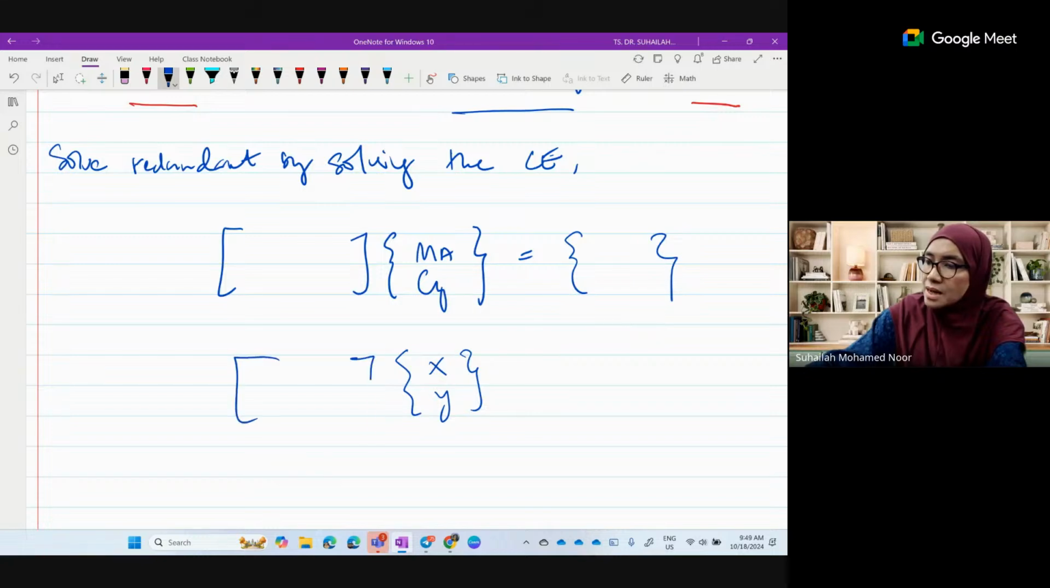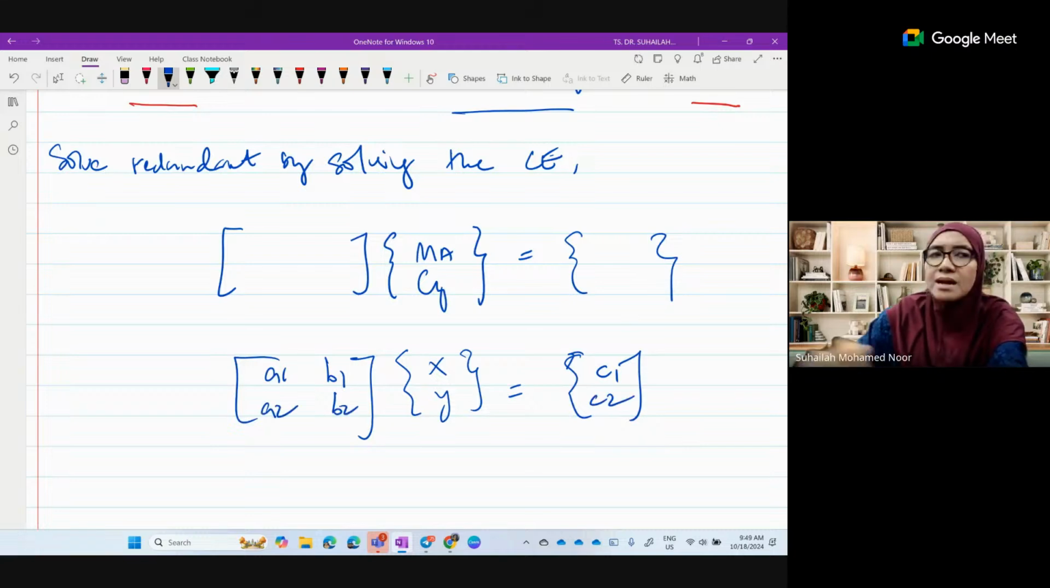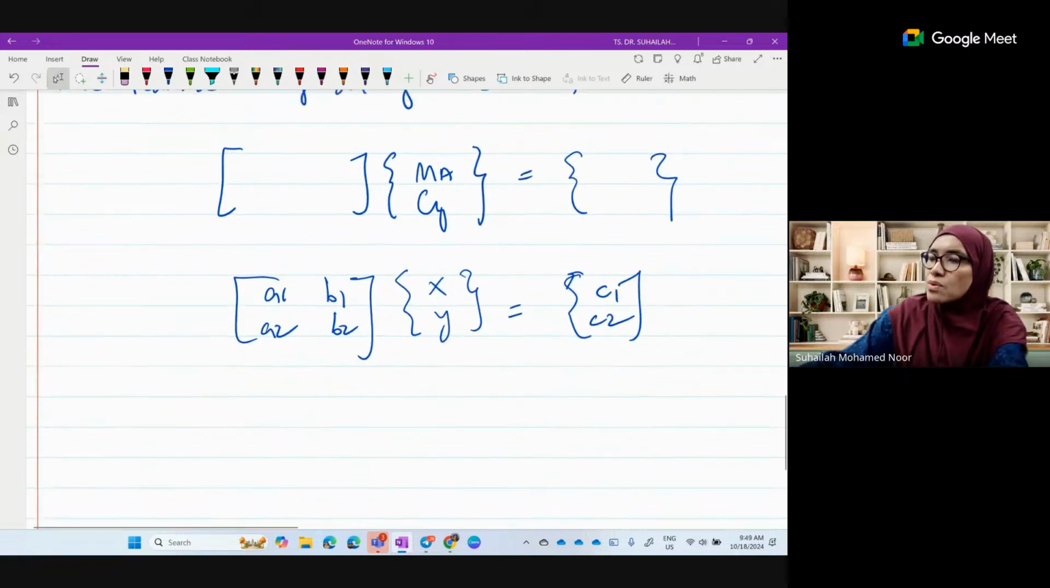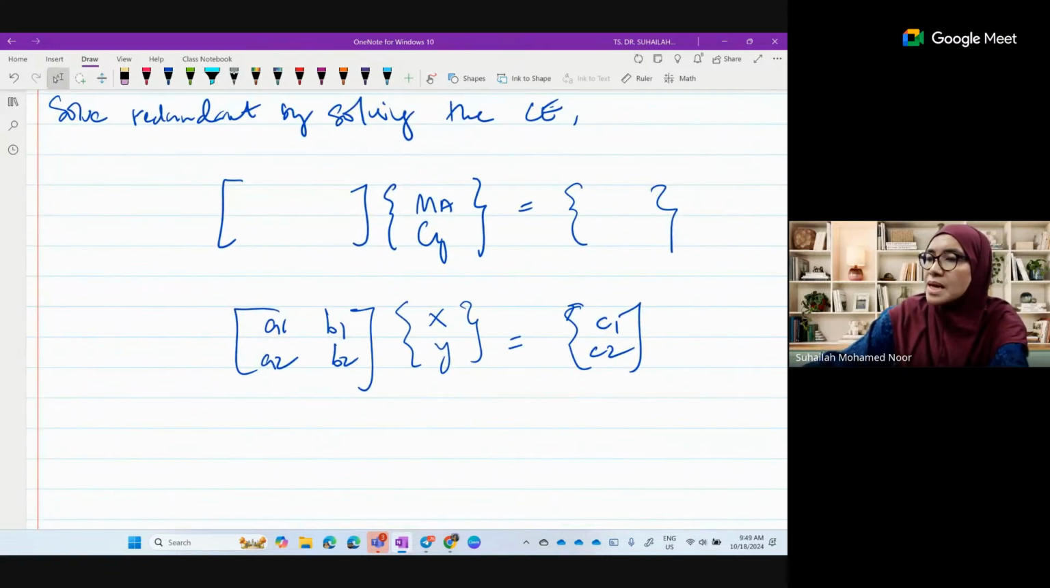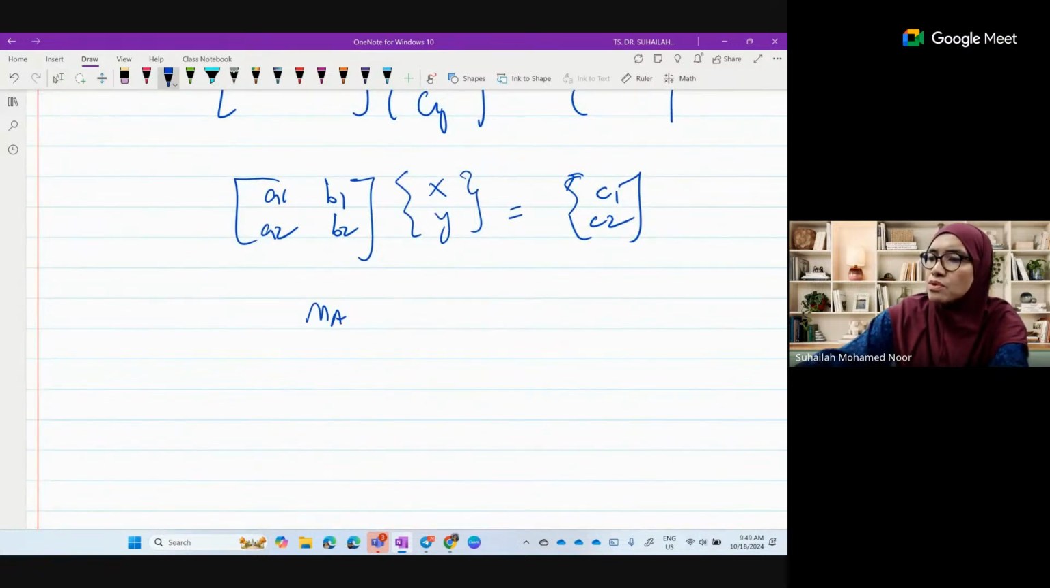Sama dengan dalam kalkulator. Sini apa? A1, B1, C1. A2, B2, C2. So key in lah. So kita akan dapat X and Y. Okay, X and Y. So that X and Y is actually the redundant. Okay, this is just mathematical punya solution, right? Okay, so once dah dapat MA and CY, kita akan solve for MA nanti, balik buat yang ni.